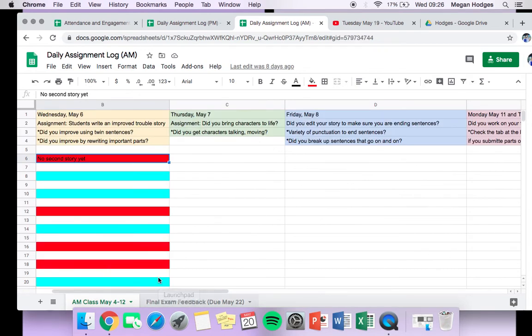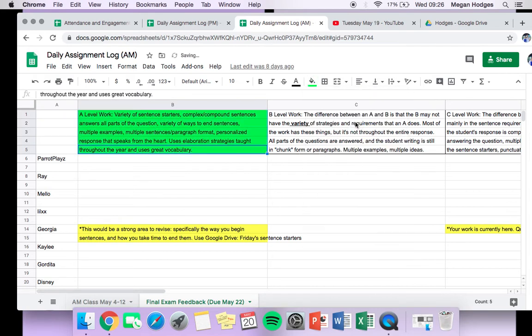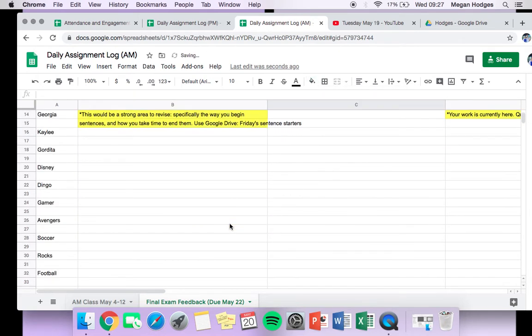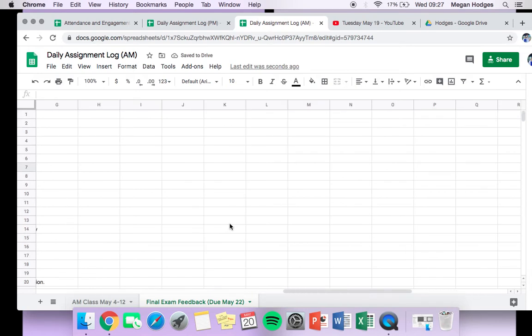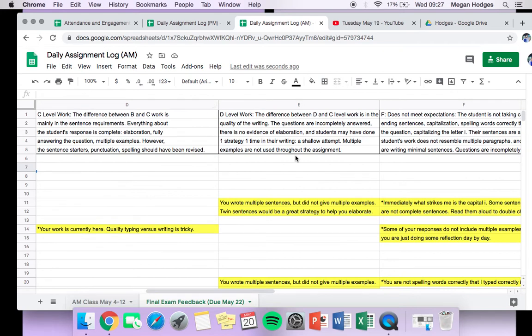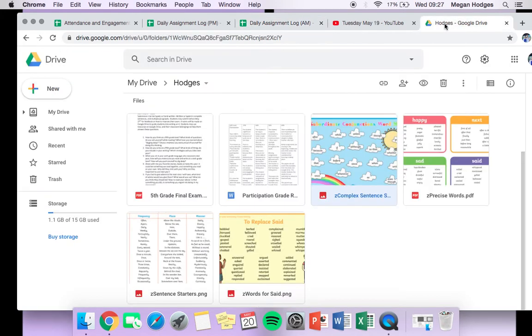But on the bottom right here, there are 2 tabs. Your final exam feedback is here. And I want to go ahead and go over this box, which is how to get an A or B on this work. As you can see, I've already typed in some comments for people about where their work is, which you can see is actually on the D and F range. So I'm going to go over how to get an A or B and how you can use this Google Drive to help you.